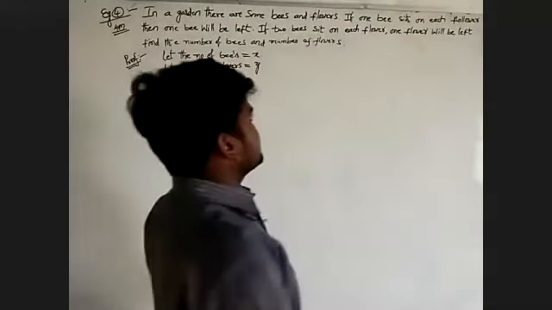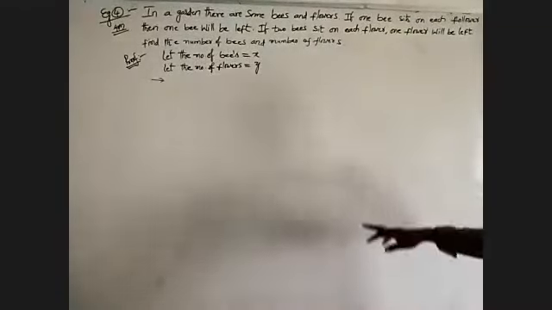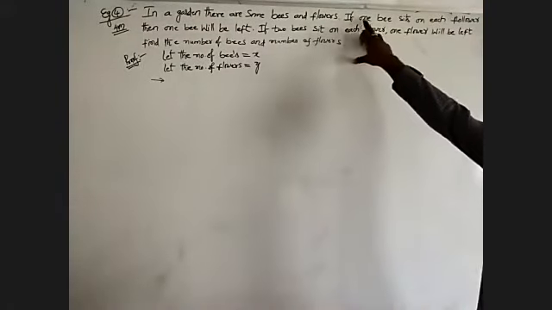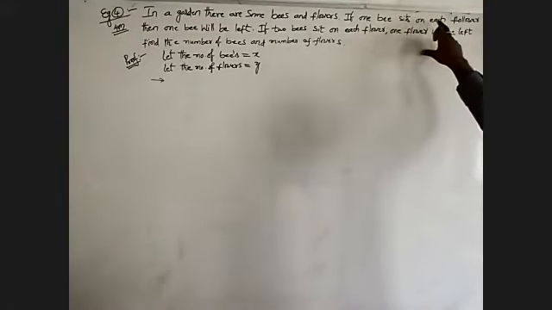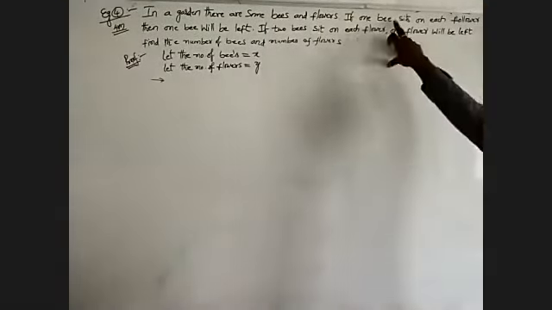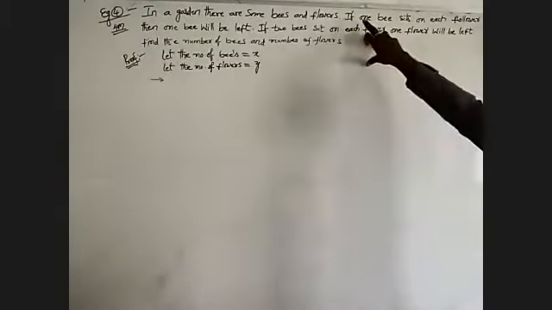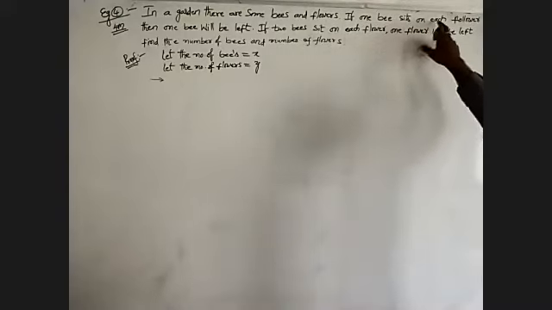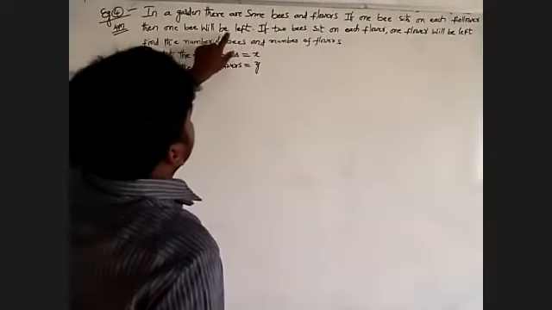What is given in the statement? If one bee sits on each flower, then one bee will be left. Here flowers we take y, bees we take x.